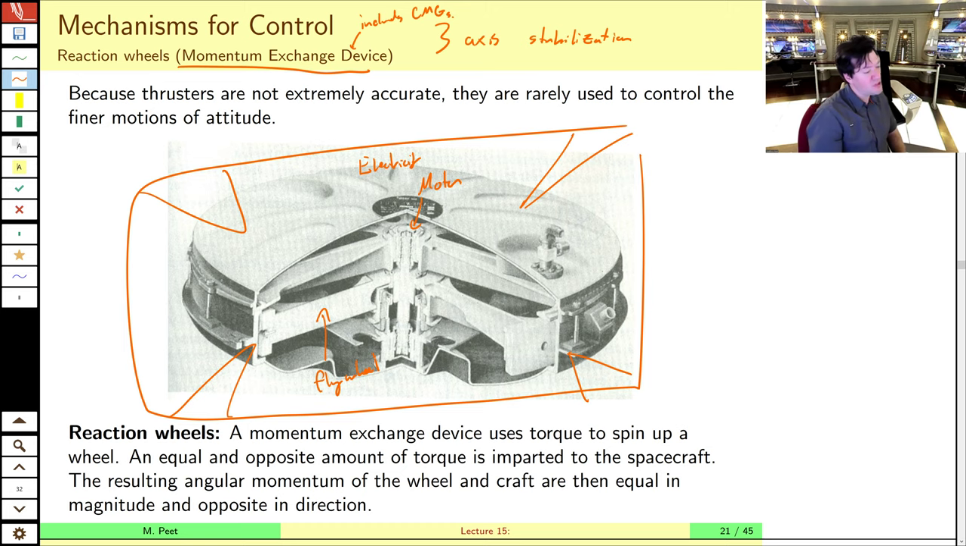Right? So it creates a torque on the flywheel that spins the flywheel in this direction. Now, Newton's law of conservation of momentum, equal and opposite reactions, tells you that if you're creating a torque on this flywheel, that creates an equal and opposite torque, a reaction torque, on the casing.